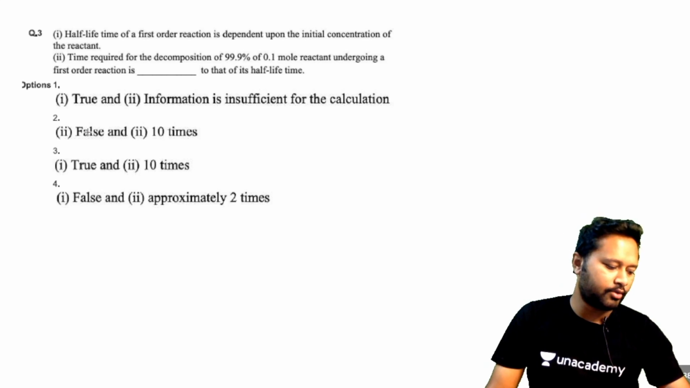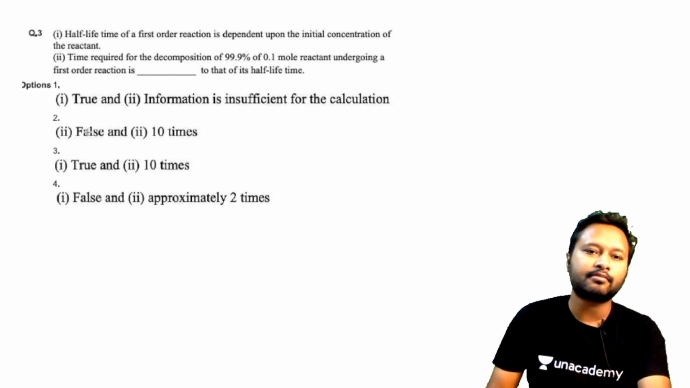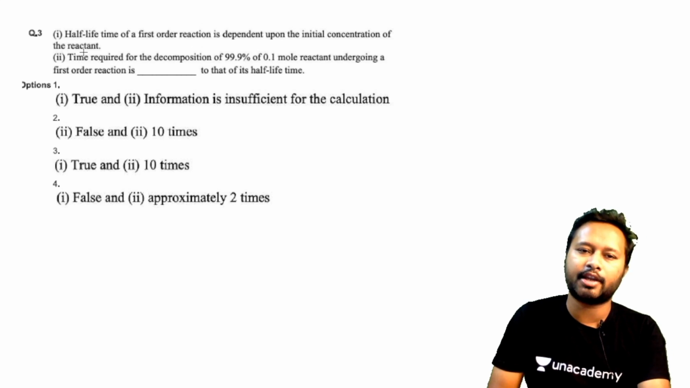Okay, the next question. It says that the half life of a first order reaction is dependent upon the initial concentration of the reactant, and the second says that the time required for the decomposition of 99.9% of 0.1 mole reactant undergoing a first order reaction is that many times the half life. Okay, so now let's try to understand it.